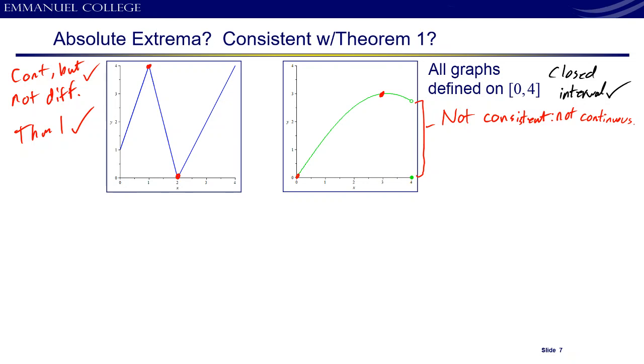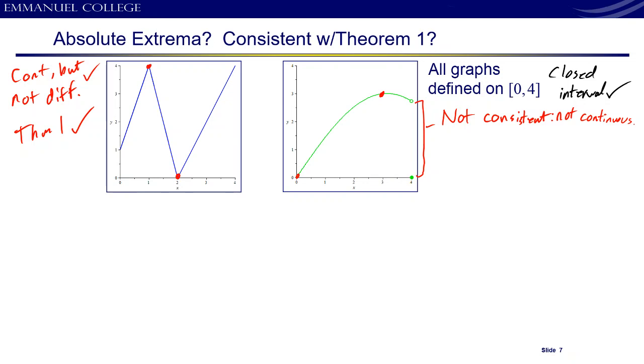To reiterate, that's because theorem 1 is purely an existence theorem. It doesn't say that if there isn't a continuous function on a closed interval, then you don't have these extrema. Notice it's not an if and only if. It just says if you meet these conditions, then you'll have an absolute max and an absolute min. It doesn't say if you don't meet them, then it doesn't happen.